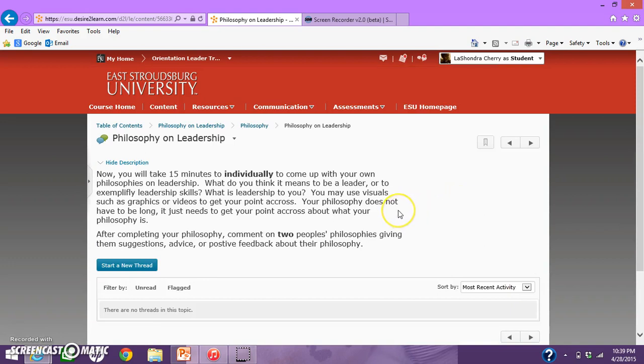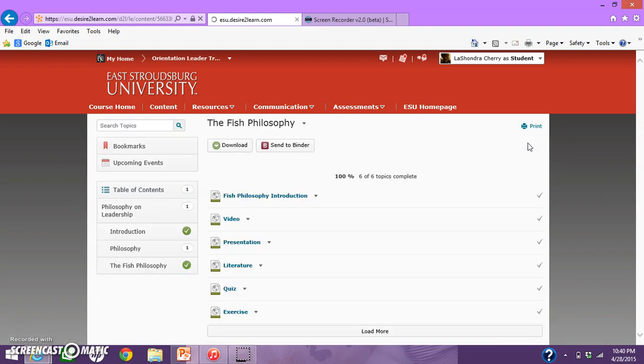Now the orientation leaders will take 15 minutes to individually come up with their own philosophies on leadership. So this could be what being a leader means to them. What is leadership? How can you exemplify leadership skills? They will be able to use visuals and graphics to get their points across. Their philosophies don't have to be long. They just need to be able to articulate their points clearly. After completing their philosophy, they need to comment on two people's philosophies, giving them suggestions, advice, or positive feedback. Then they will click Next after we all have completed that.